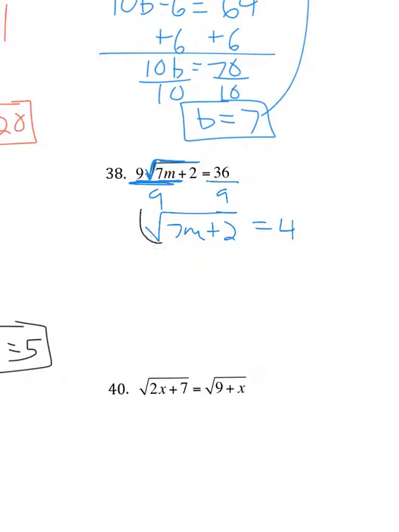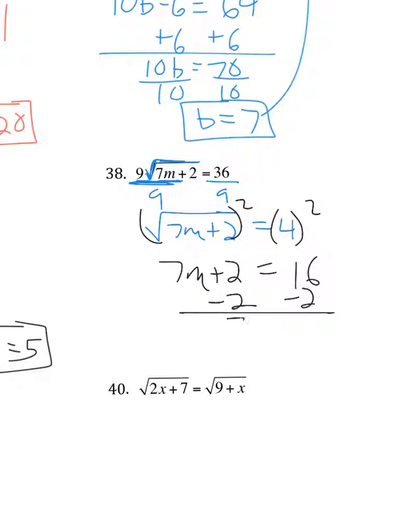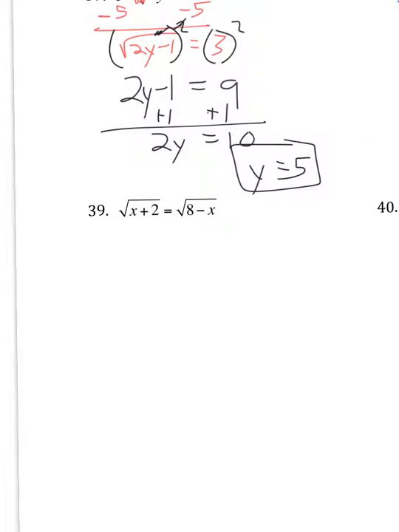Now, once the radical is by itself, I can square both sides. I do it as soon as it's by itself. 16 over here, 7m plus 2 here, and go to work. 7m equals 14, m equals 2. Here we go, almost there, 39.